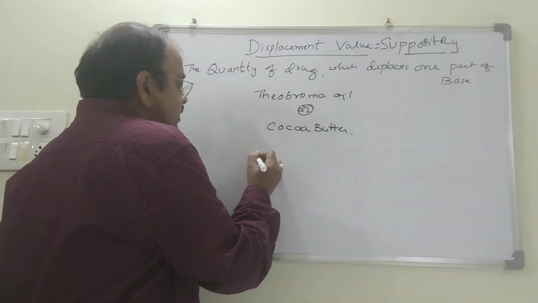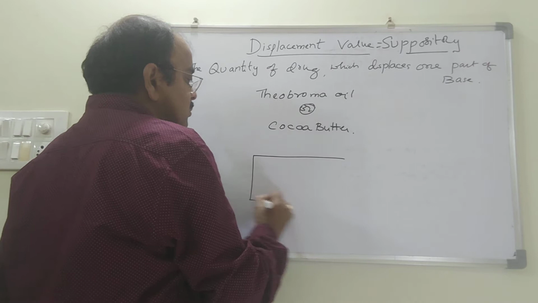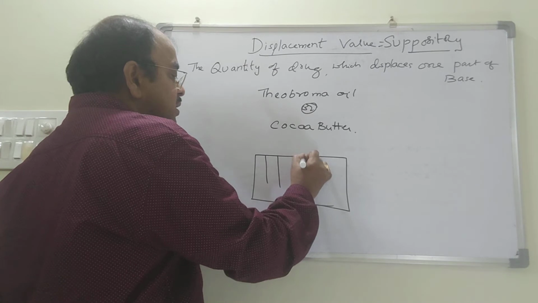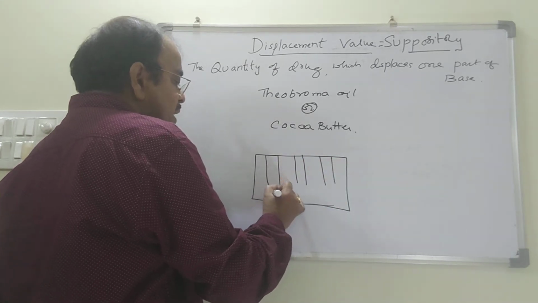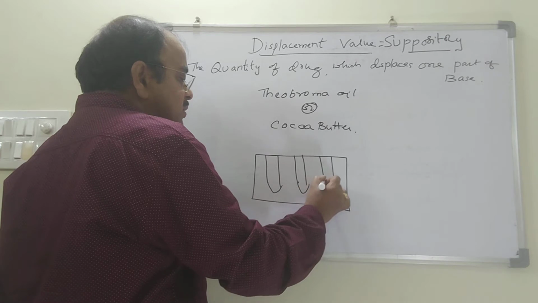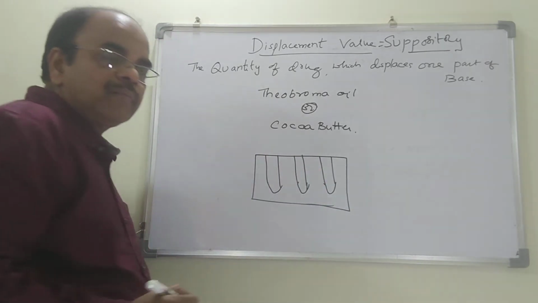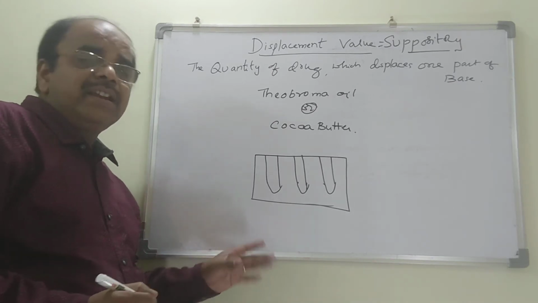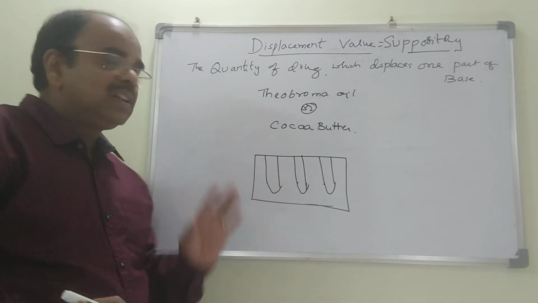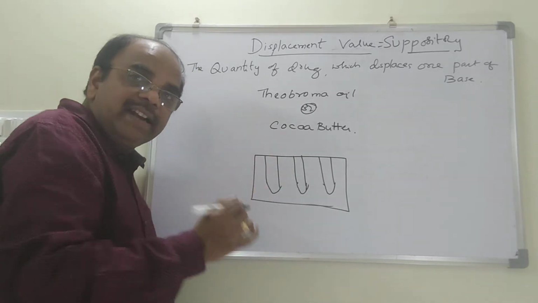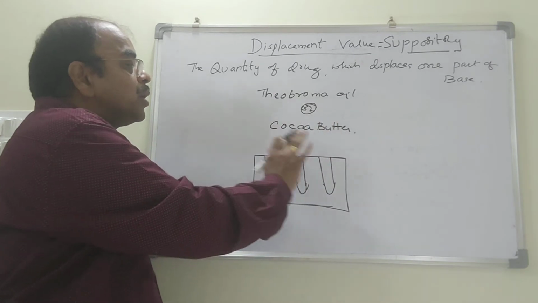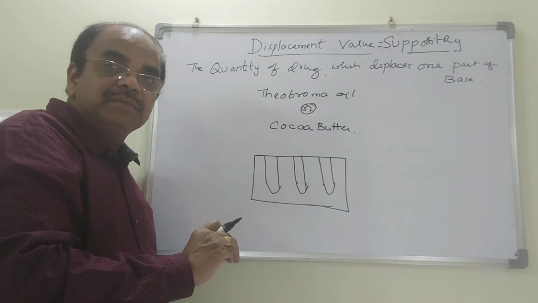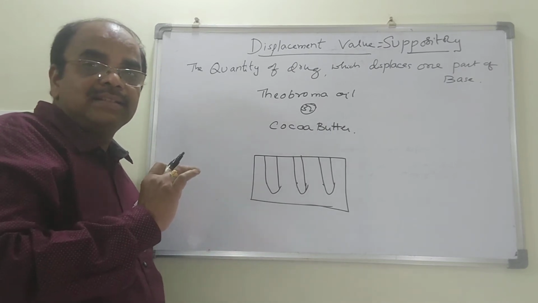Suppository mold is like this almost. Generally 6 suppositories will be there. I am drawing only 3 for diagram purpose. Either 1 gram capacity or 2 gram capacity we generally use in the laboratory. Generally 1 gram capacity is easy for administration. So this is 1 gram capacity. It accommodates 1 gram of theobroma oil or cocoa butter. Now we are incorporating the drug also. When compared to the drug, cocoa butter is of very less density.